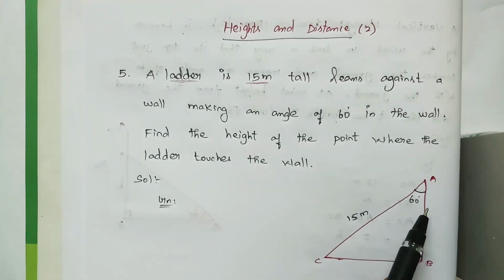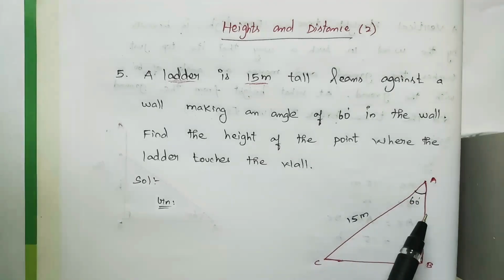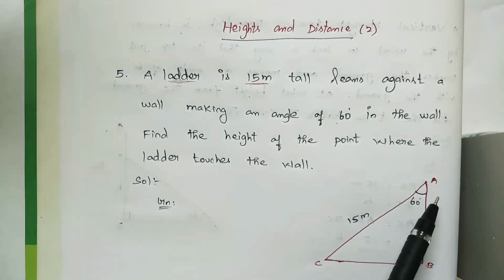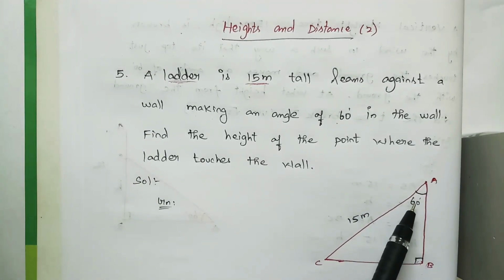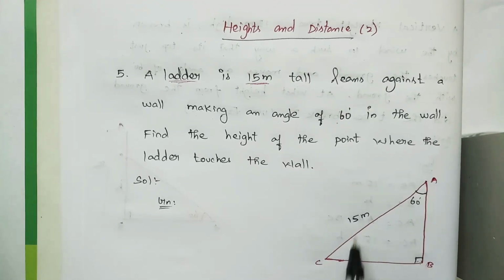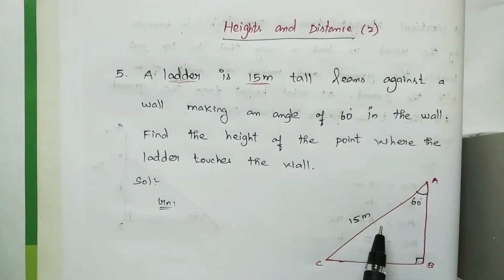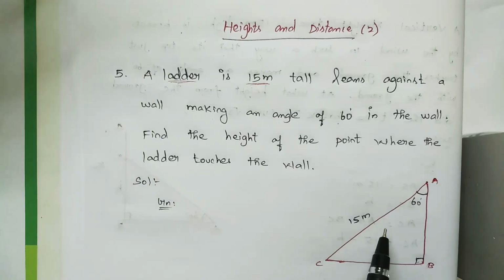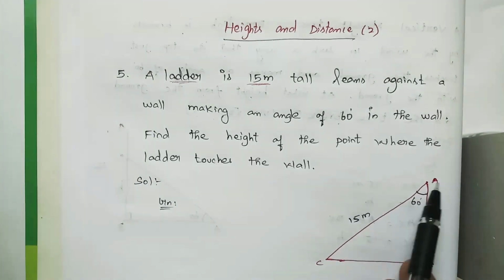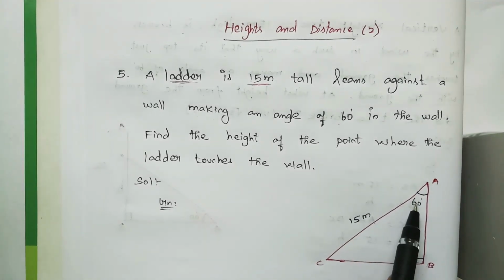They didn't say angle of elevation or angle of depression. Suppose if it is angle of elevation or angle of depression, the angle will always lie between the horizontal line and the line of sight alone. But here they didn't mention any angle of elevation or angle of depression. Simply what they are saying, a ladder making an angle with the wall, it's 60 degree, right?